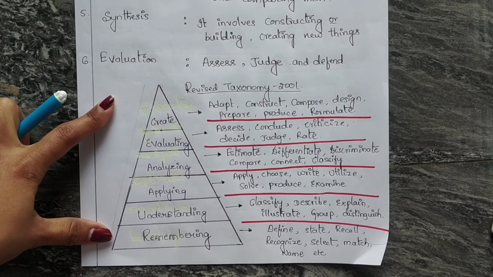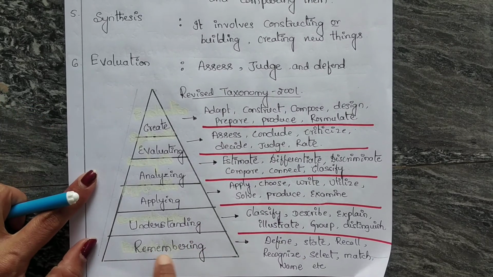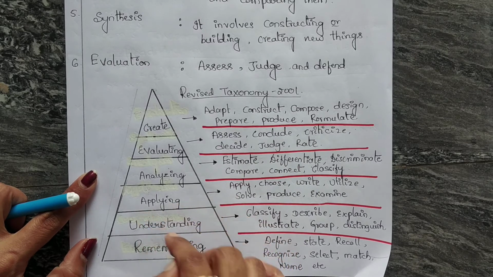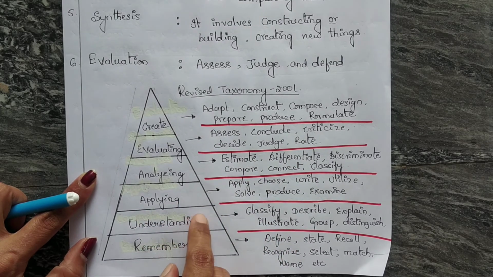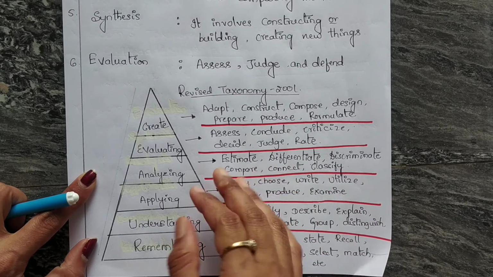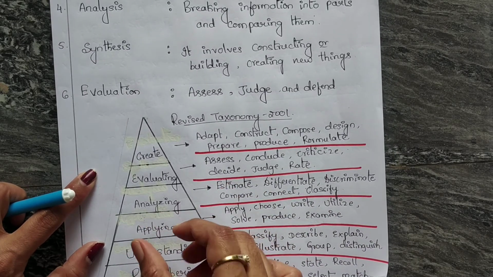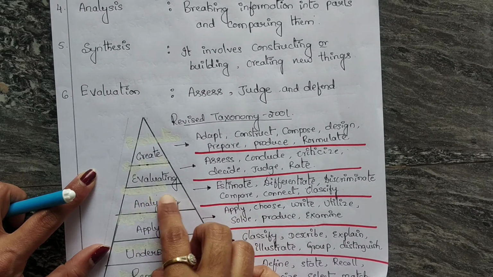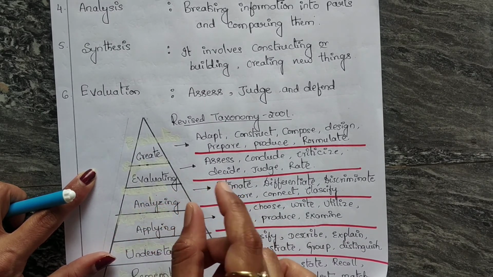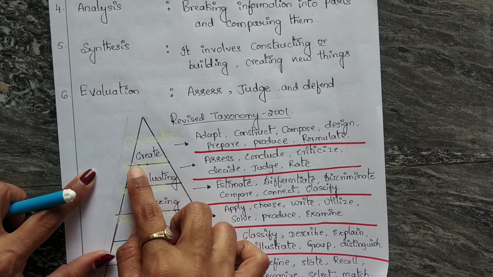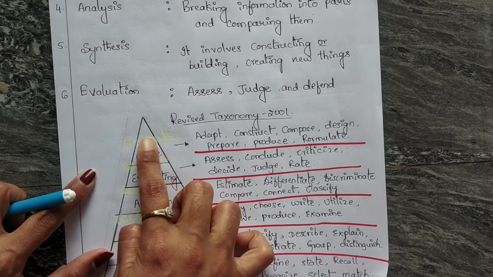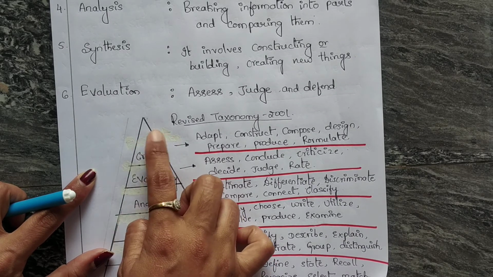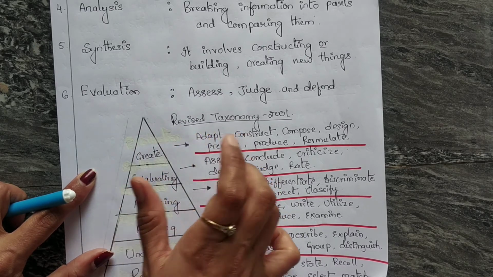Next is the revised taxonomy. As I told, it's the same thing. At the remembering level they are able to recall and remember; they just mug up here. Then at the understanding level they try to understand the concept. Applying means they try to apply the content. Then they analyze, breaking information, and assess the thing. Then they are able to evaluate. Then they create, or synthesize, a new concept, new design, or new things.